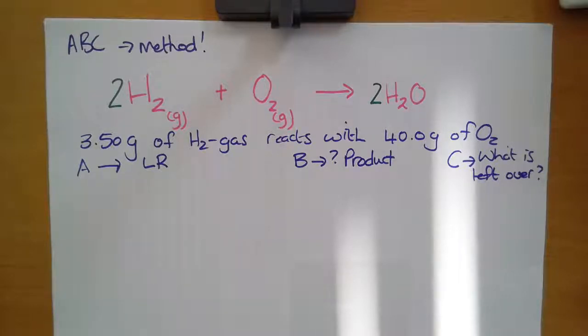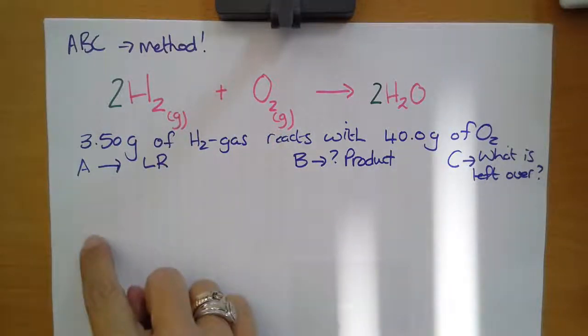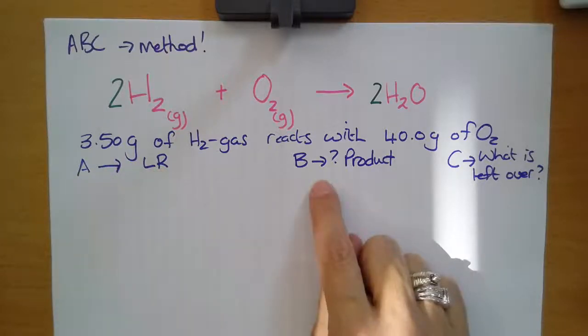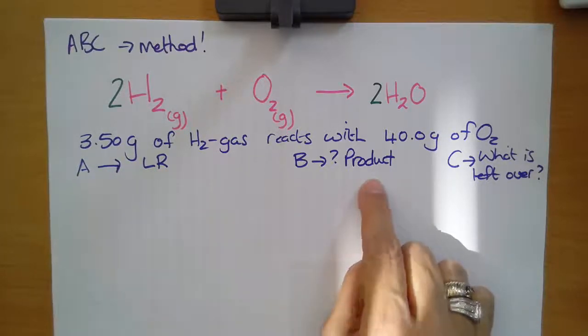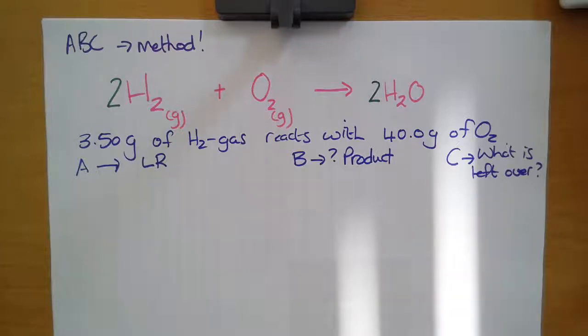What do you mean by the amount of product? So, A, the ABC method. A, they can ask you which one's the limiting reactant. B, how much product is produced. C, what is left over and how much of it is left over. That's all. There's nothing more they can ask. So let me show you an easy way to do any of these calculations, no matter what they ask you.